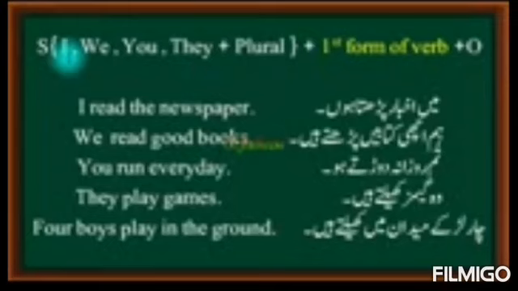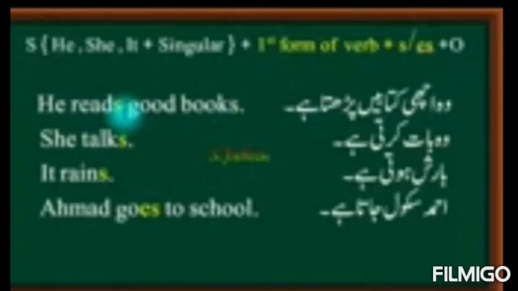In this sentence the subject is in the form of plurals. There is not one boy, there are four boys, and we will use the same first form of verb with it, so it will become four boys play in the ground. Now here we have the subject he, she, it and singular, and we will use the first form of verb plus s or es. We will add s or es with the verb and object.